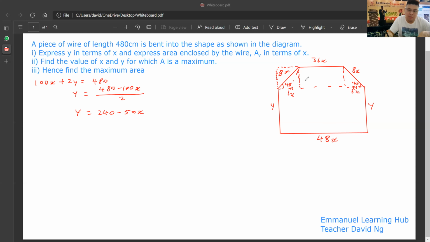Understand? And here is 6x. You understand how I get 6x? Yeah. 6, 6, 12. 12, 36, 48. So 36 plus 6, 42. 42 times 6. Understand? 42 times 6. Okay. So area, right? Area is 42 times 6.